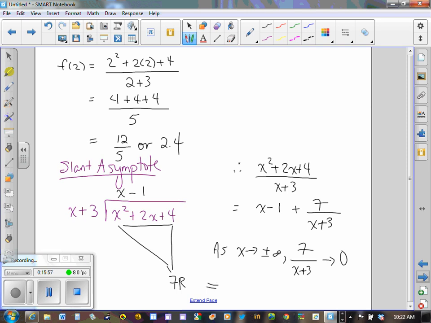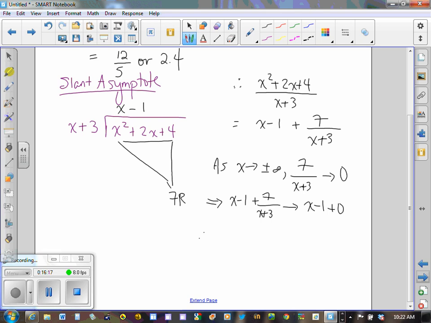So what that implies is that x minus 1 plus 7 over x plus 3 is going to tend towards x minus 1 plus 0. So therefore, as x goes this way, we can see that the function f of x is going to tend towards a particular function itself. In fact, a straight line, or what we call a slant asymptote, x minus 1. So therefore, the SA is y equals x minus 1.